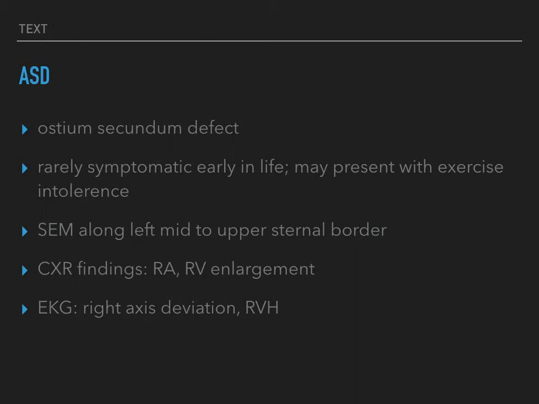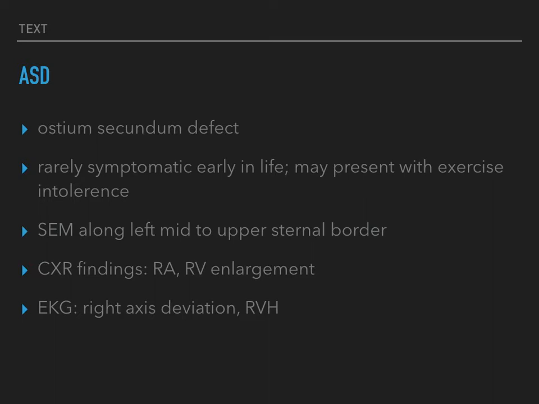Atrial septal defect. It's usually caused by a defect in the ostium secundum. It doesn't really show symptoms early in life. Someone with an ASD may present with exercise intolerance. There's a systolic ejection murmur along the left mid to upper sternal border. Compare it to the murmur present over the lower sternal border that's holosystolic in VSD.